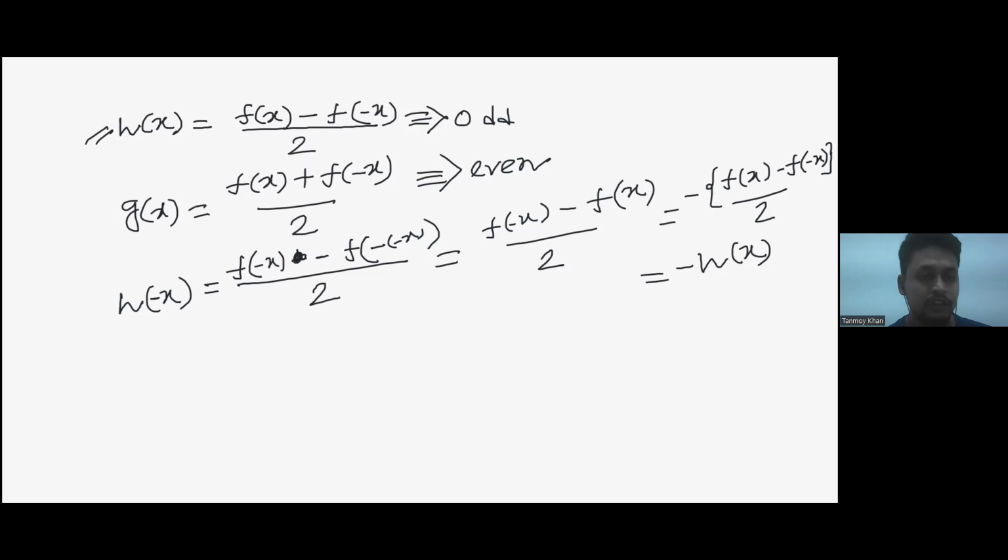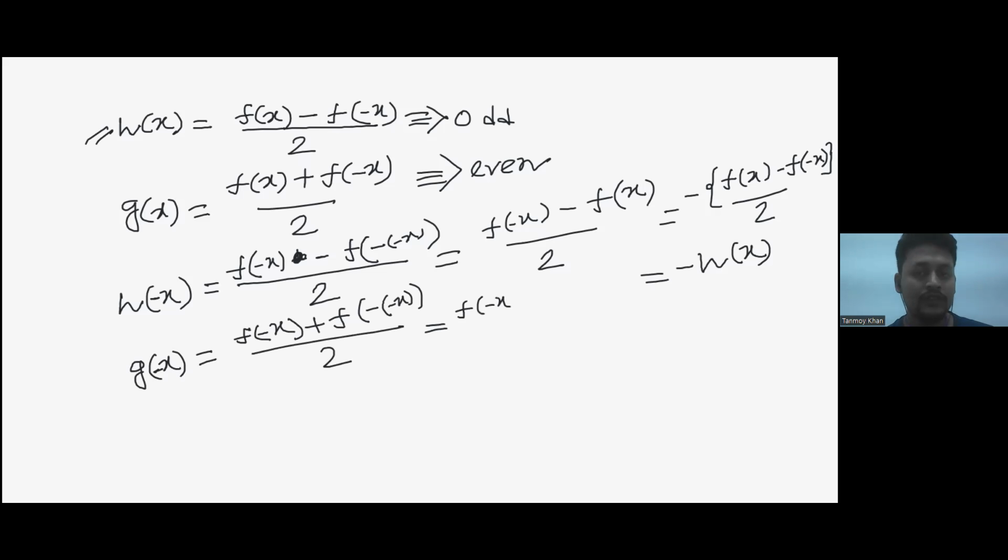And let's check the g(x). Let's check g of minus x. We have f(x) that needs to be f of minus x plus f of x, by 2. So what it will be is f of minus x plus f of x by 2. So this is nothing but the first one. So this one is even, this one is odd.